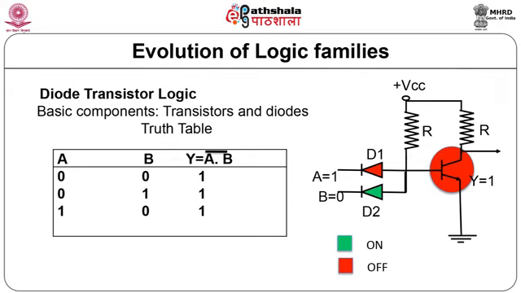When A is 1 and B is 0, then D1 is off and D2 is on, and therefore the transistor is off, therefore output is logic 1. When both A and B are 1 1, both the diodes are reverse biased, and hence the transistor will be on and output will be logic 0.